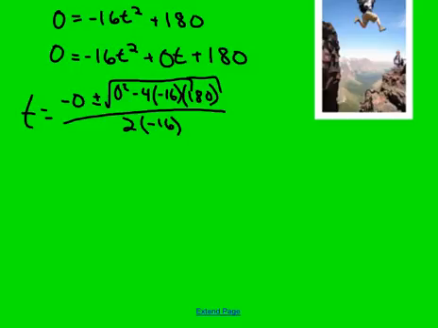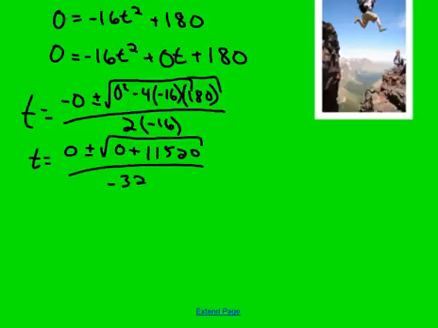T equals negative 0 is just 0, plus or minus 0 squared is 0. This actually becomes negative 4 and negative 16. It becomes a plus. Times 180 is 11,520 divided by negative 32. So t equals 0 plus or minus the square root of 11,520. I'm going to erase that and write what that is. The square root of 11,520 is 107.3 divided by negative 32.